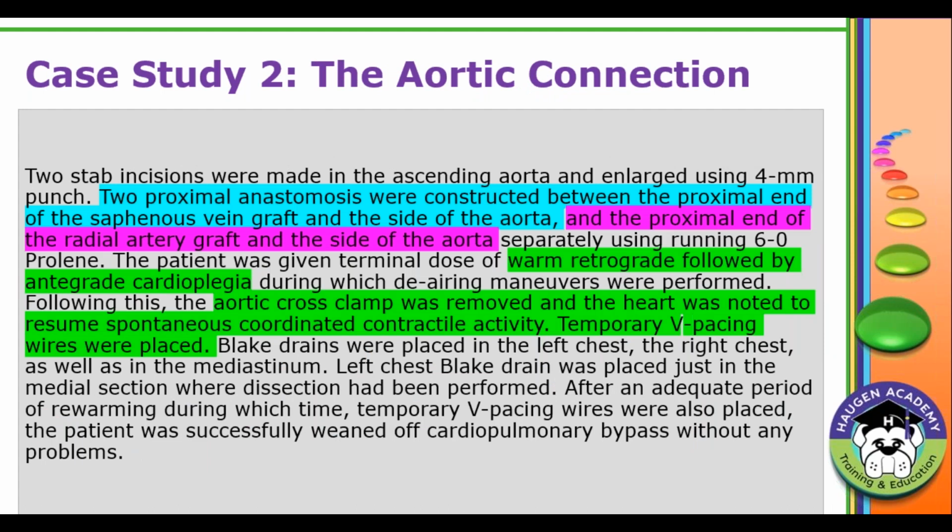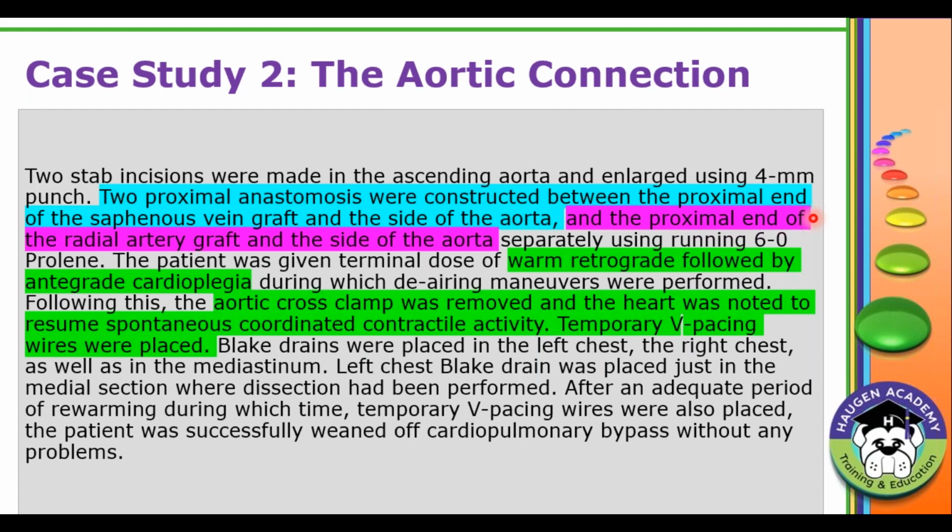So the aortic connection. Remember that the slide previously was just talking about the anastomoses on the coronary end. We have 3 vessels, or actually 2 graft materials that are not connected. So the 2 proximal anastomoses were constructed between the proximal end of the saphenous vein graft and the side of the aorta. Remember, the saphenous vein is jumping over. We only need to make 1 connection at the aorta for the saphenous vein graft, and then it's jumping over to 2 separate arteries.